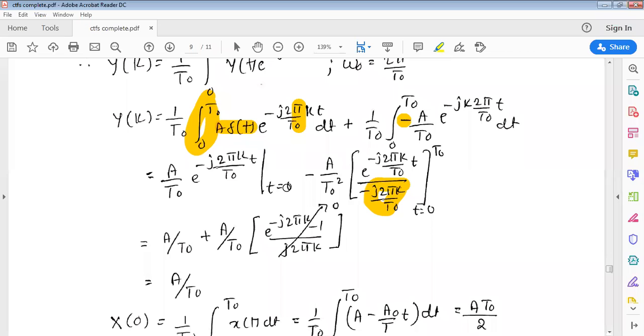So when t is equal to 0 here, this function will completely generate 1. e power j0 is 1. So I have a by t naught, and this minus minus will give you plus a by t naught square into t naught. One t naught and one t naught will get cancelled. Only a by t naught, whatever I have, is e power minus jk 2 pi by t naught. Substitute the limit. This will give you t naught. t naught will get cancelled. I have minus e power minus j 2 pi k. And when you put 0 here, this value completely becomes e power j0. It will become minus 1. The denominator will become simply j by 2 pi k.